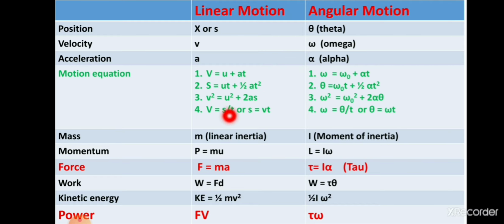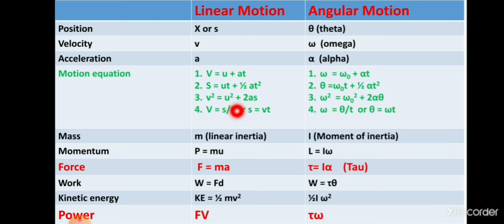Likewise, we can change all these linear equations into angular equations. Our v represents final velocity in linear motion, but omega represents final velocity in angular motion. u can be changed into omega naught. So our formula v is equal to u plus at becomes omega is equal to omega naught plus alpha t. Our formula s is equal to ut plus half a t square becomes theta is equal to omega naught t plus half alpha t square.